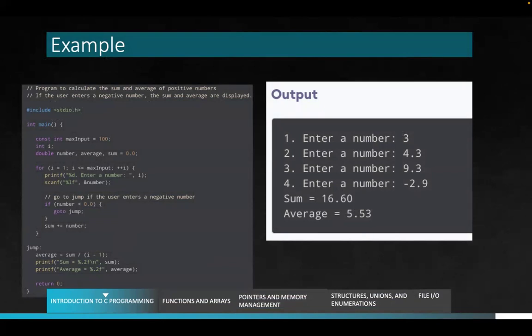That means this maximum input variable value won't get changed. It's a constant variable. In the entire program it is the same. It won't change. Now another variable, number, average and sum, assigned the value 0.